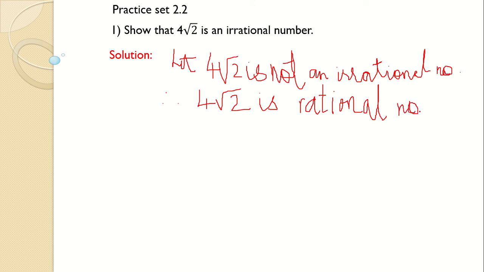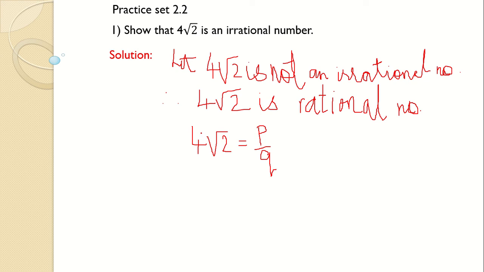Now in the previous video we have learned that every rational number, its definition itself says, can be represented in p by q form. So we will assume this rational number 4 root 2 to be equal to p by q. We have seen in the previous class how to convert it into p by q form, in the fractional form.